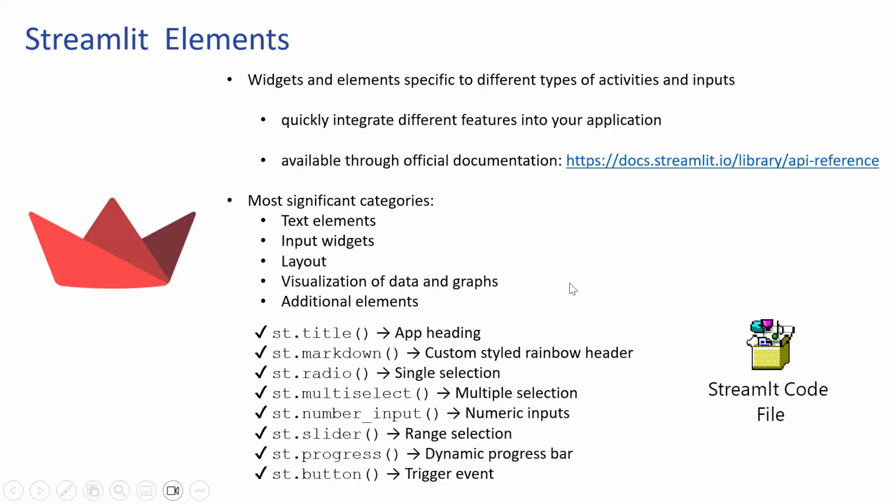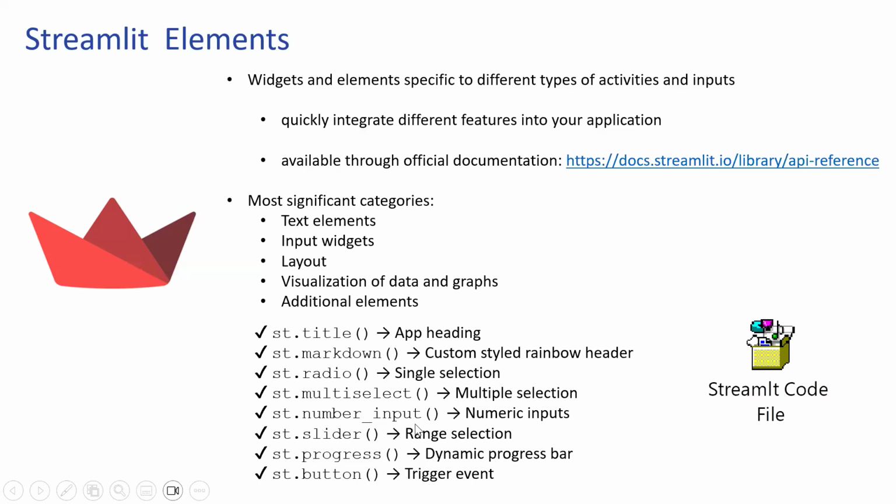Markdown is something like a styled rainbow header you can do. Not so useful. That fancy, even the client is not expecting. Radio button you sometimes use for single selection, important. Multiple selection, you can see how easy it is. Just st.radio, st.multiselect. Then how the input is given, I will show something like that.